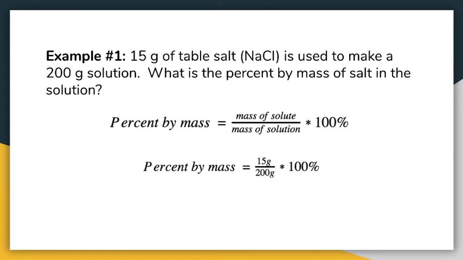We can plug those into our equation, and we get the equation percent by mass equals 15 grams divided by 200 grams times 100%. Solving this equation tells us that the percent by mass of the solution is 7.5%.